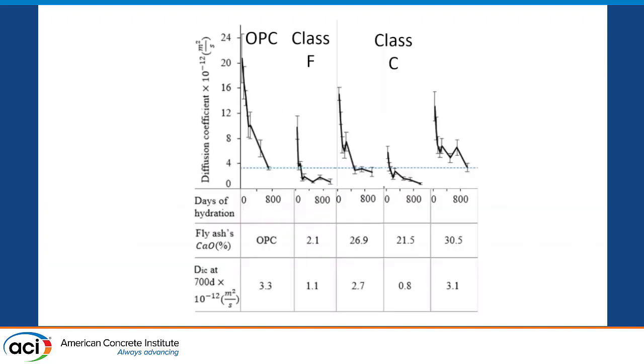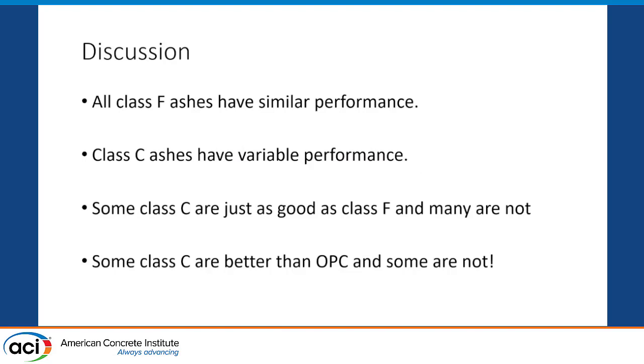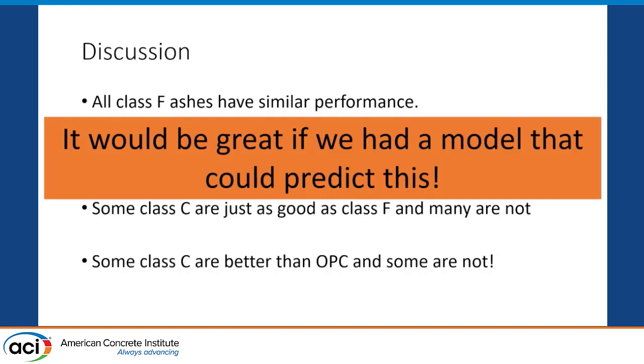Boy, there's our OPC, there's our Class F, and look at those Class C ashes. One of them is worse than Portland cement. One of them is the same as a Class F, the same. And one of them is in the middle, right? Boy, wouldn't it be cool if there would be some kind of model that would predict this? Well, all Class F ashes are similar. Class C ashes have variable performance, and some Class Cs are just as good as a Class F, but many are not. And some Class Cs are far better than an OPC, and some are not. And again, wouldn't it be cool if we had a model?